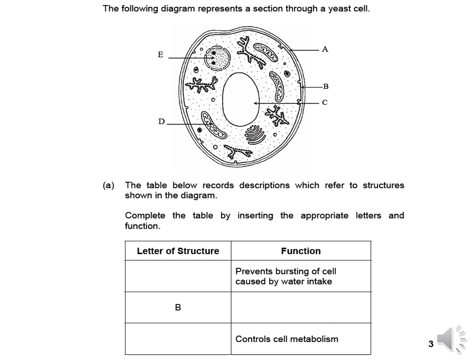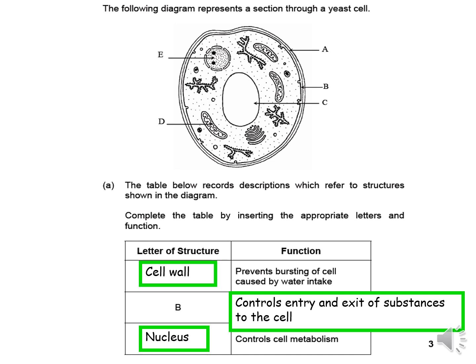Now let's look at B. What's B? That's the cell membrane. What's the job of the cell membrane? To control what enters and exits the cell. And what controls cell metabolism? Now, cell metabolism is basically one of the cell's activities. So what controls the cell's activities? Well done, the nucleus, which is E. Okay, so the cell wall would be A. The nucleus is E.